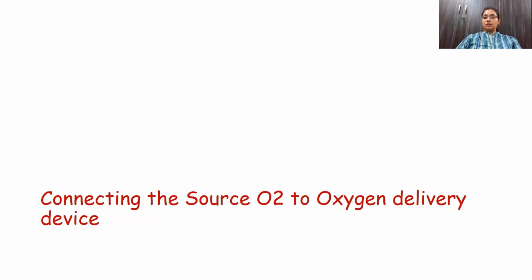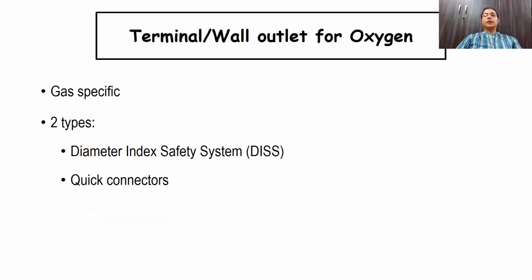Now, you have the oxygen source in the form of a wall outlet, or you have a cylinder. Now, how would you connect the cylinder or the pipeline to the patient? So, let's talk one by one. First, we will know how to use a terminal or wall outlet for oxygen.